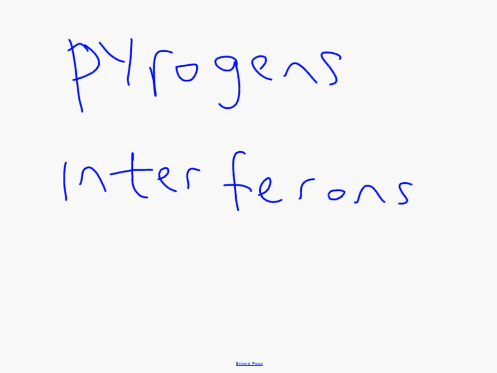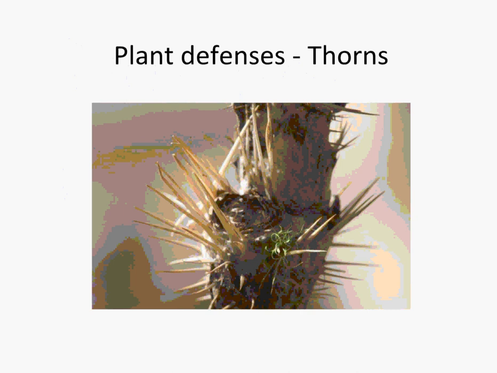With plants, normally we don't think about plants defending themselves, but they very much do. They have some defenses also. Thorns are one type of defense they have, obviously against herbivory. Thorns keep animals from eating their leaves, and so the thorns are there to protect them.